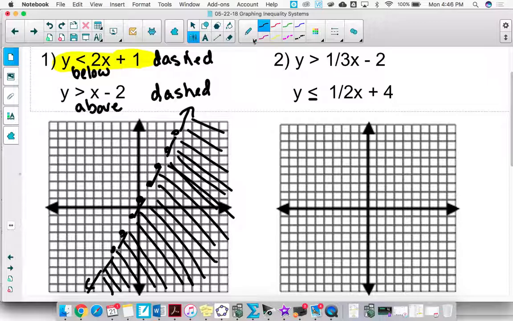Now, if you have a highlighter or a crayon, you can actually go ahead and color that region in. That might actually even make it easier. Okay, if you don't have one, you can use lines. It doesn't really matter. Just make sure you can see that region.